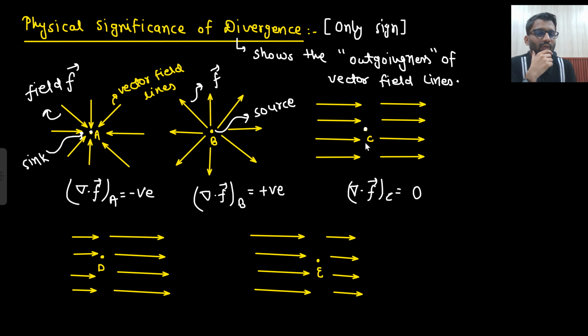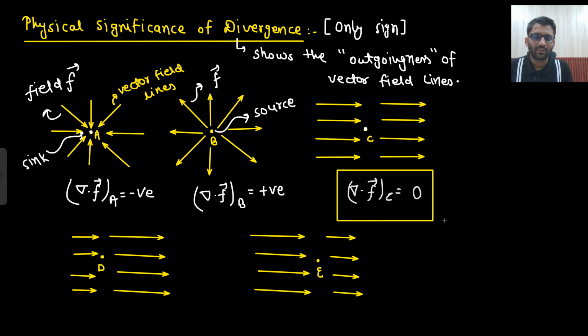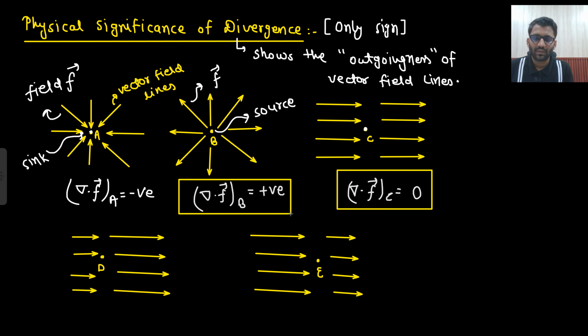So what do you think is happening at C? Whatever water it is taking in, it is giving out the same amount of water. So first it was negative, then for the same amount it became positive. So divergence is 0 here. Vector field lines came in and then went away, the same intensity of lines came and the same intensity of lines goes out. So here it was 0, here it was positive, and here it was negative.